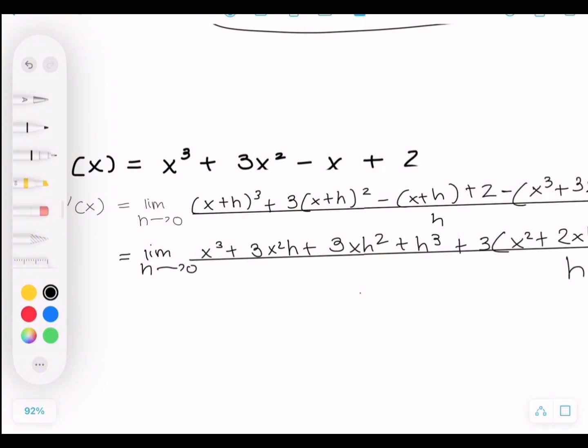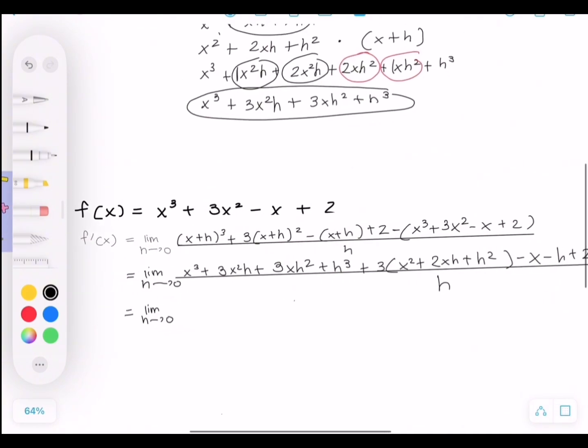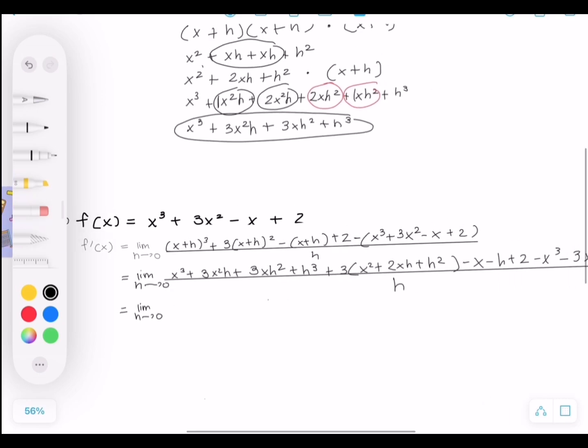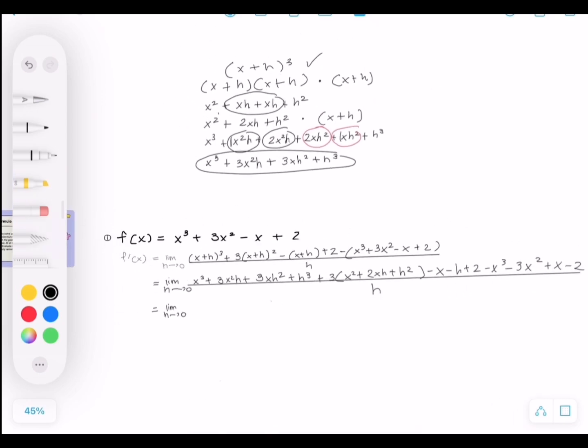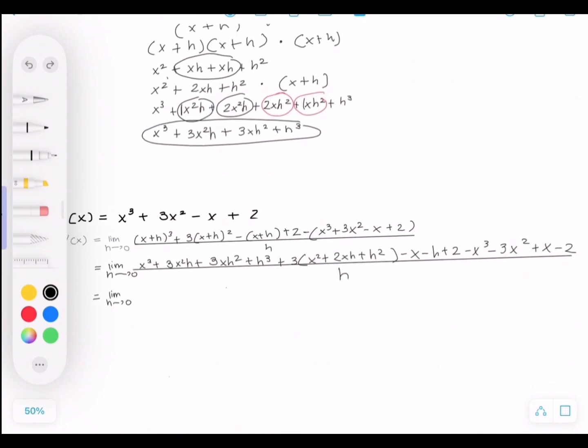Forgot to put a 0, sorry. So now for the next step, we will be distributing 3 to this part of our equation since we're multiplying. So copy the rest first.